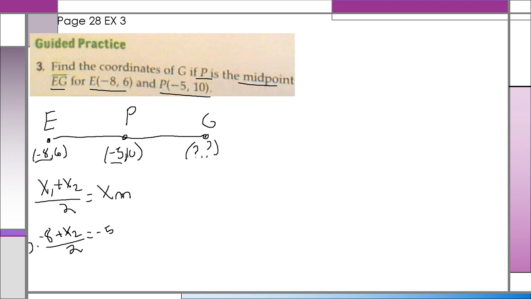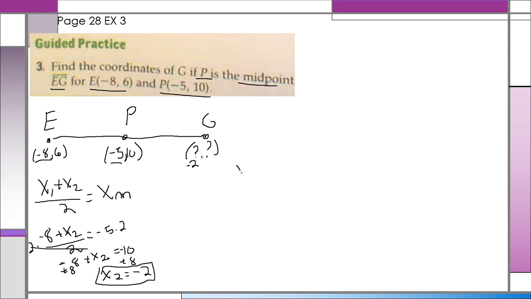So we're going to multiply by 2 on both sides. To cancel this out, we get -8 plus x2 is equal to -10. And then we add 8, and we get x2 is equal to -2. So that's my point over here, -2.